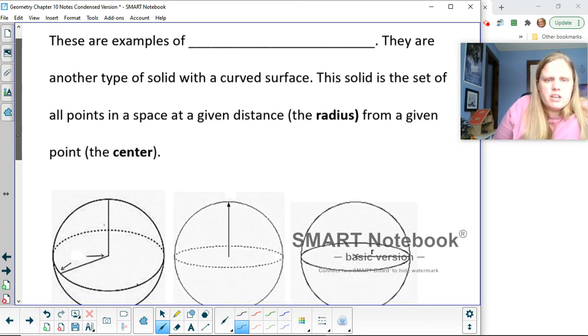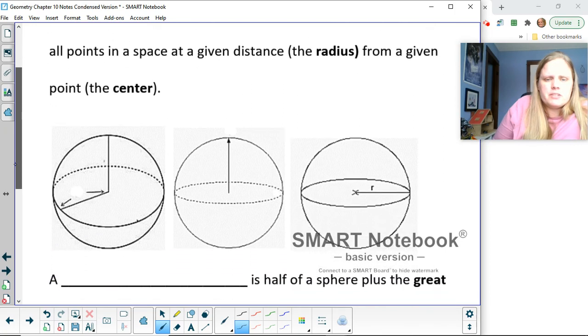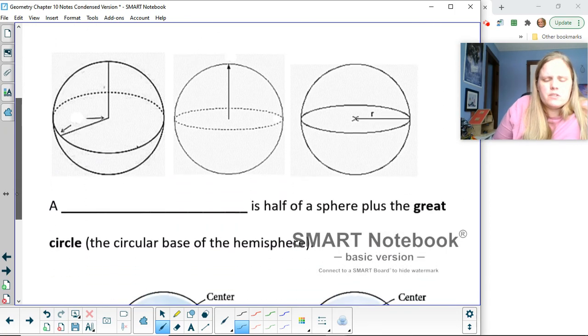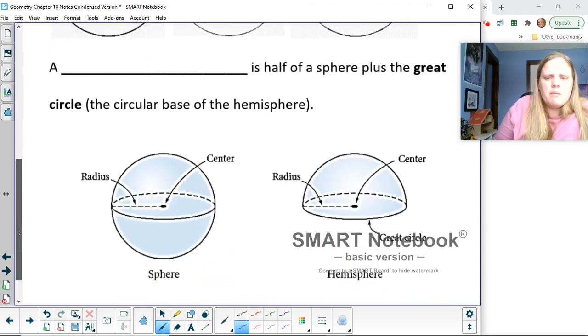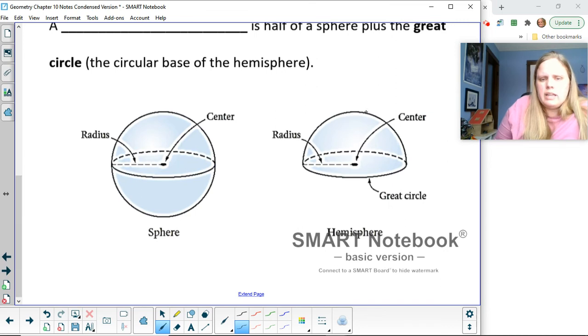All right, spheres, another type of solid with a curved surface. So a sphere, remember, is like the basketball, where a hemisphere is only half of that, but it includes that new surface that's created when that sphere gets cut in half, which is called the great circle.